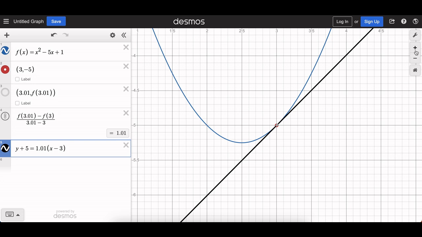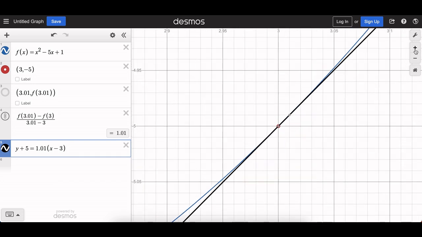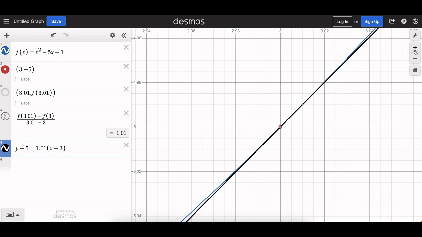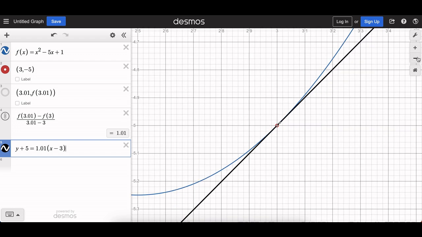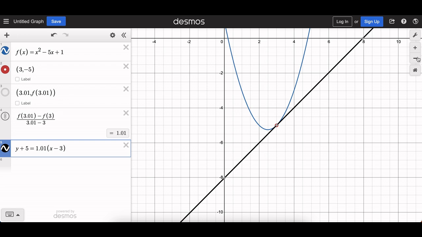And there we go. So if we zoom in, the more we zoom in, it's kind of merging into the graph itself. I mean, it starts to spread out a little bit, and if we zoom out, we can see that line right there.